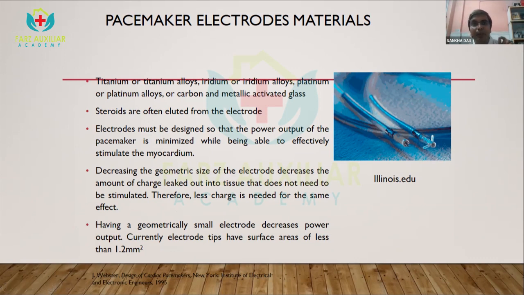So the tip of the electrodes are often made very small so that you generate minimum electricity that is sufficient to create an action potential. So that is the aim. So a geometrically small electrode decreases the power output. Currently, the electrode tips have a surface area less than 1.2 millimeters square. So you can imagine how small is the tip of the electrode.